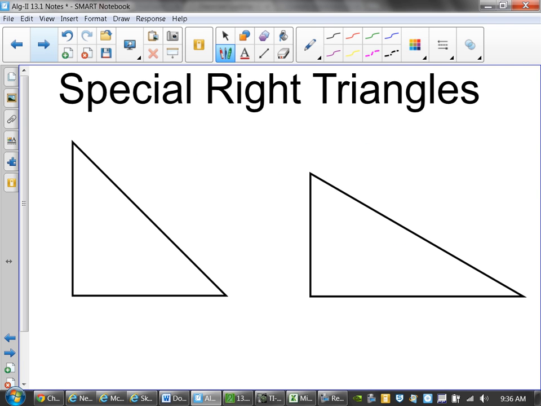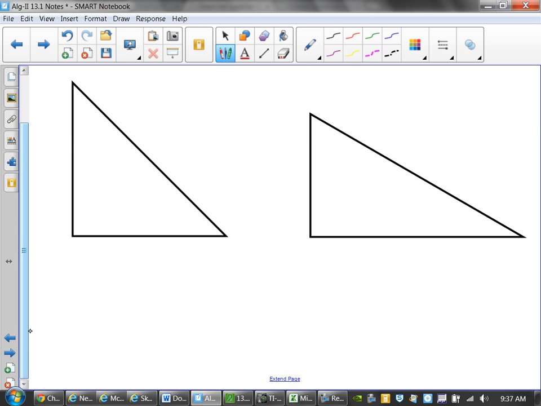So we have these: 30, 60, 90, and 45, 45, 90. Again, these are also your special right triangles. If I have a 45, 45, 90, you guys remember the pattern for the sides? Something, something, root 2? Okay. So your 45, 45, 90 was x, x, and x root 2. Vaguely remember that?